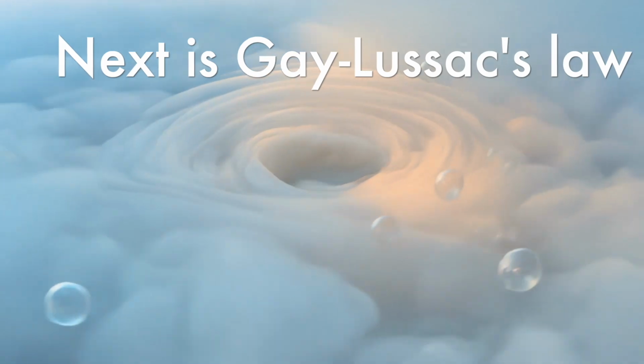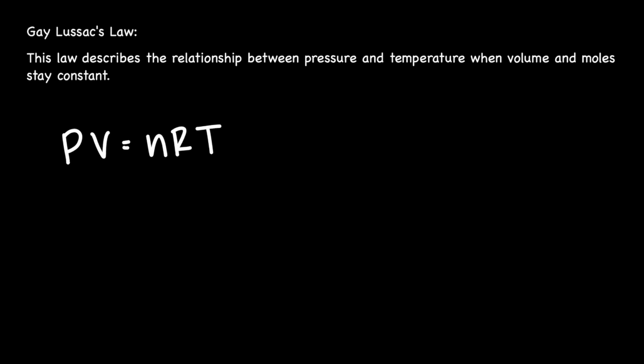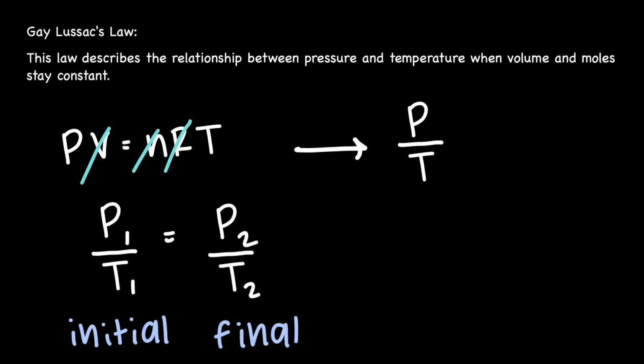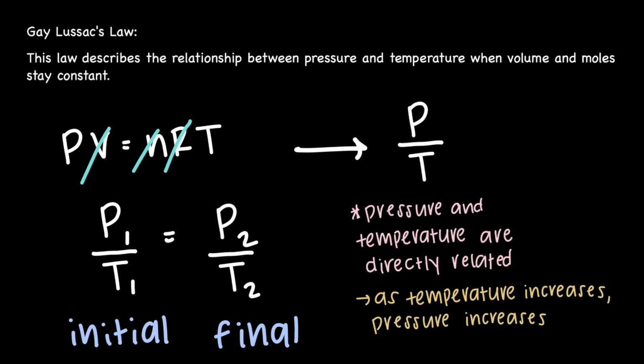Next is Gay-Lussac's law. This law describes the relationship between pressure and temperature when volume and moles stay constant. If V, n, and R stay constant, we are left with pressure and temperature. Comparing state 1 and state 2 gives P1 divided by T1 equals P2 divided by T2. Again, no memorization needed. Pressure and temperature are directly related. As temperature increases, pressure increases.